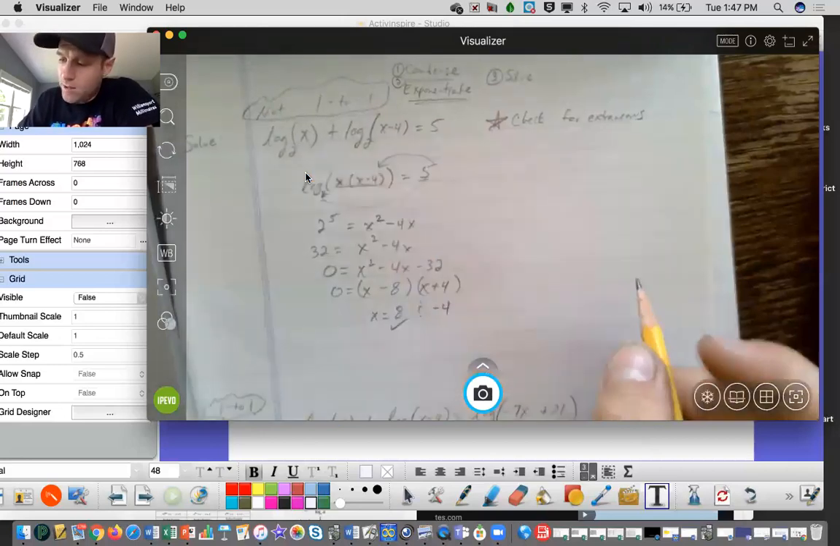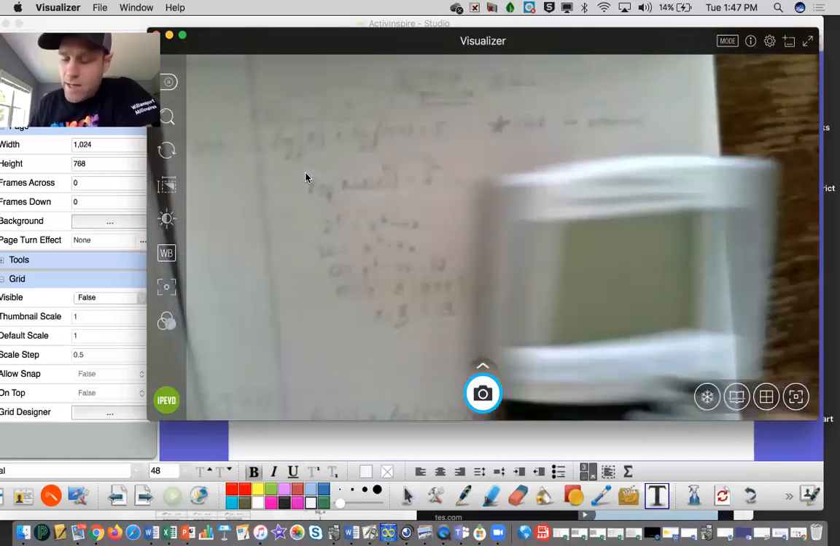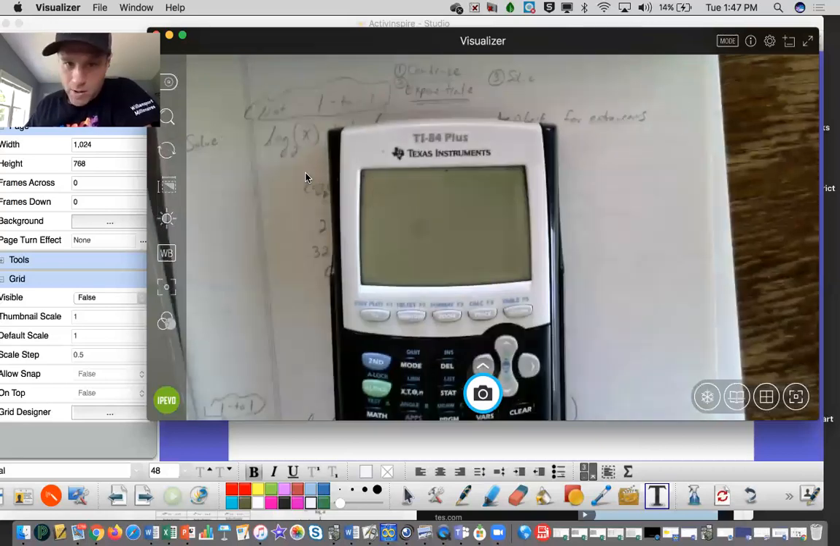But if I were to take the log of negative 4 and stuff it in up here, you can't do the log of a negative number. And it doesn't matter what base it is. So if I just do the common log of negative 4 is what we're doing, right?